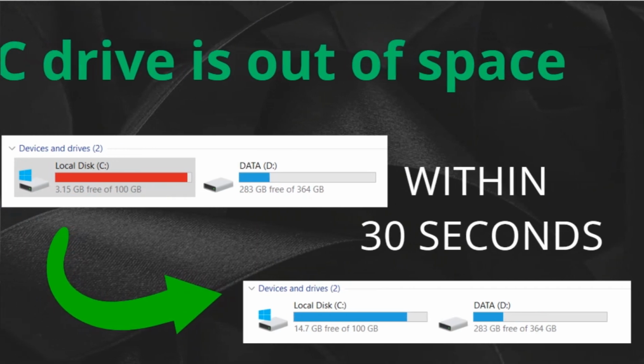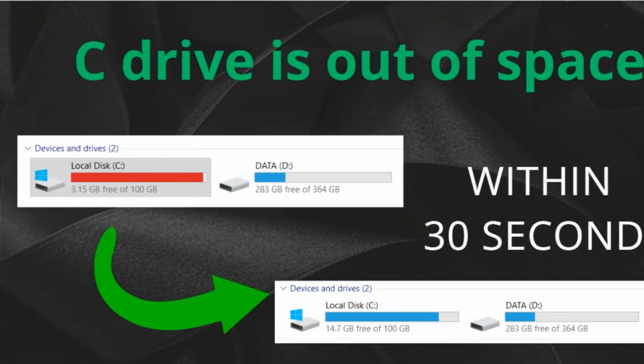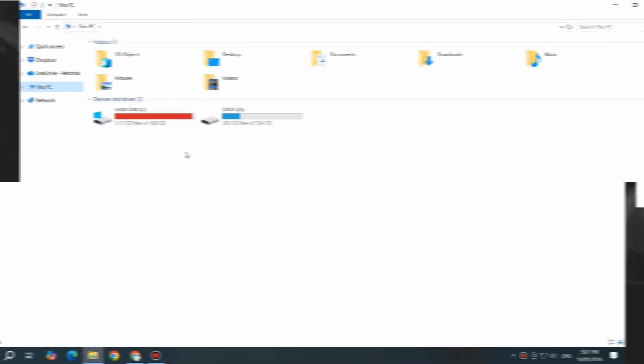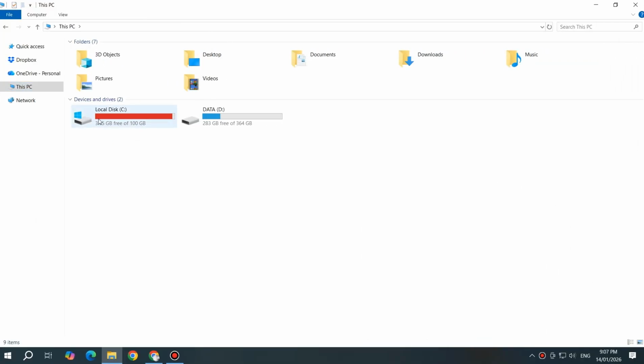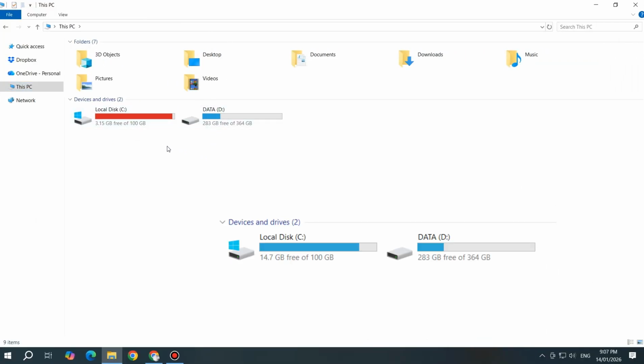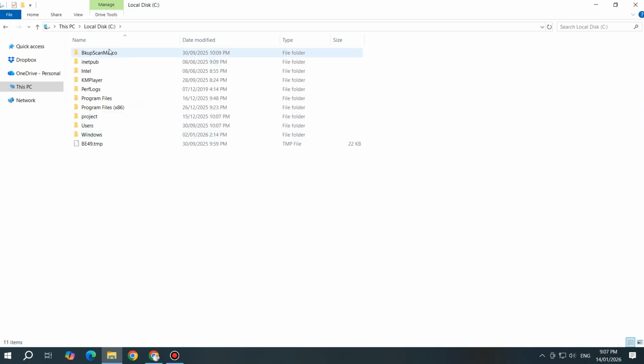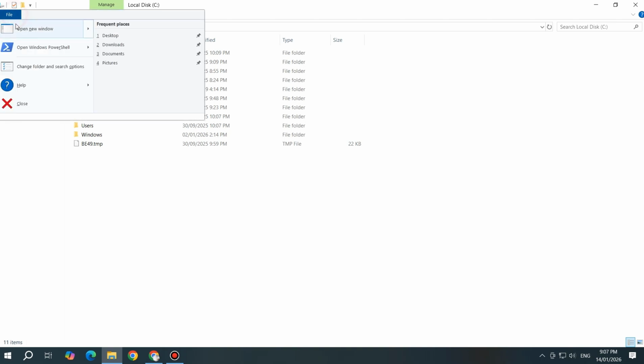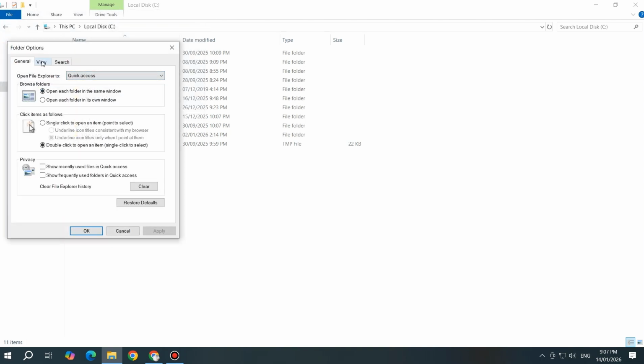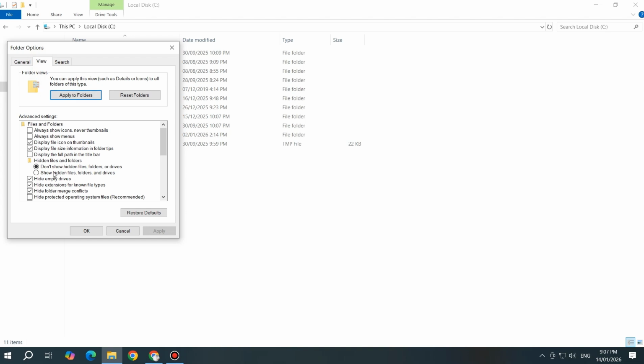Hey guys, your C drive is full and showing a red bar, making your computer slow and unable to save data. Today, I'll show you how to clean up your C drive and free up space instantly with just one CMD command.